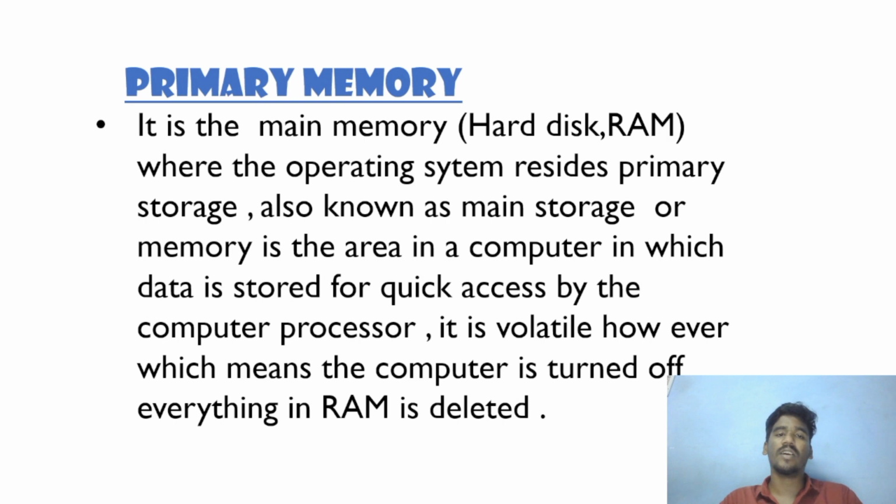And next, primary memory. It is the main memory where the operating system resides. Primary storage, also known as main storage or memory, is the area in a computer in which data is stored for quick access by the computer processor. It is volatile, which means when the computer is turned off, everything in RAM is deleted. Primary memory is a temporary storage. When we accidentally cut the current supply to the computer and shut it down, the given input will be deleted in RAM.